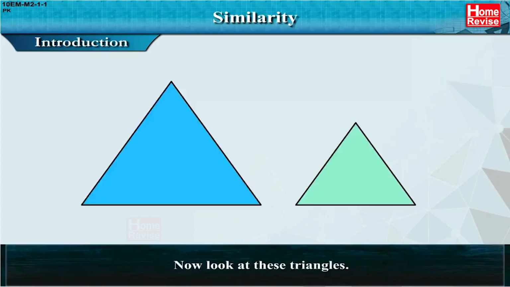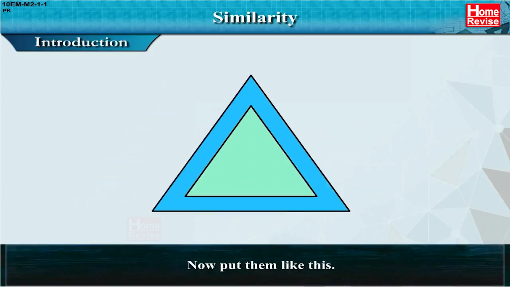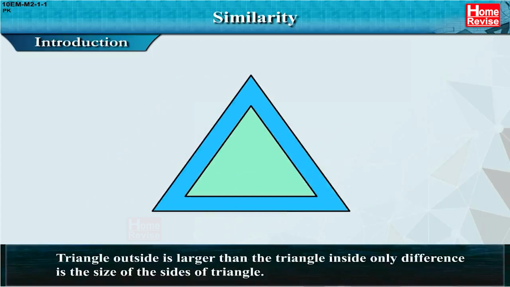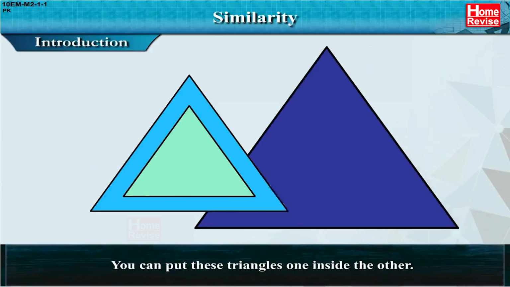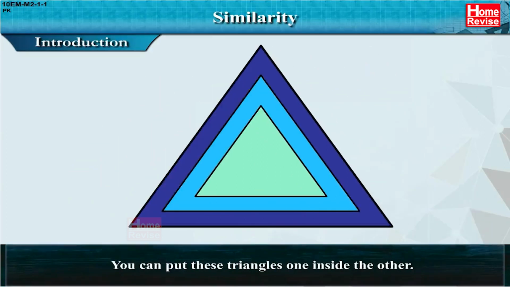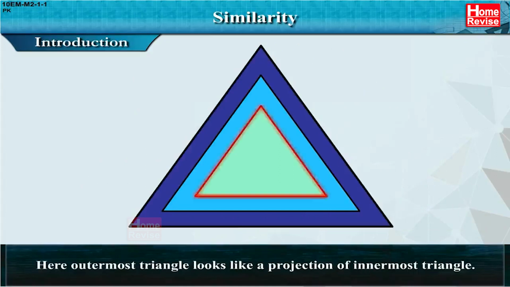Now, look at these triangles. One is small and the other is large but with the same shape. Now, put them like this. The triangle outside is larger than the triangle inside. The only difference is the size of the sides of the triangle. If we take one more triangle with the same shape but larger sides, you can put these triangles one inside the other. Here, the outermost triangle looks like a projection of the innermost triangle.